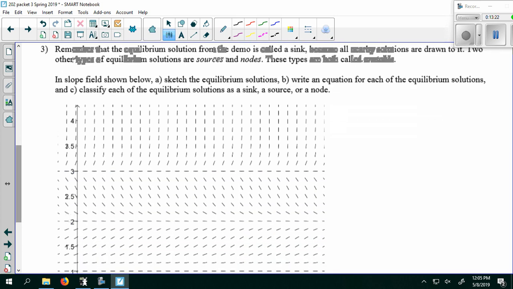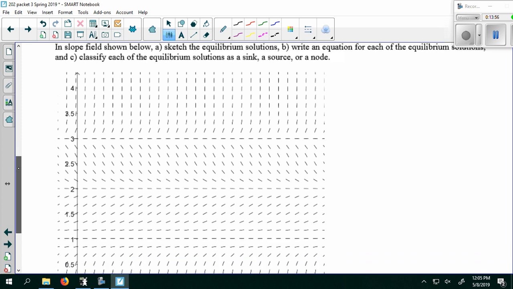So remember, equilibrium solutions can be classified. The one from the demo was called a sink because all nearby solutions were drawn to it. Two other types of equilibrium solutions are sources and nodes, and those are both called unstable. A sink is called stable. So in the slope field shown below, we want to sketch the equilibrium solutions. So find the places where the slopes are horizontal. Slopes are 0, the tangent lines are horizontal. Write an equation for each equilibrium solution and classify it as a sink, a source, or a node.